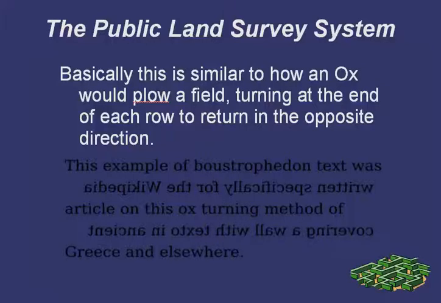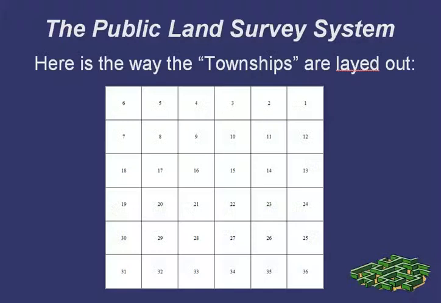Okay, but now getting into more of the meat and potatoes. For the Public Land Survey System, which you'll run into in some counties, this is the way the townships are laid out. Now notice, 1 is over at the right and goes to 6 to the left. Instead of going back, think of it as an ox turning around. Okay, so you have 1 to 6, and then 7 to 12, and then 13 to 18, 19 to 24, 25 to 30, 31 to 36.